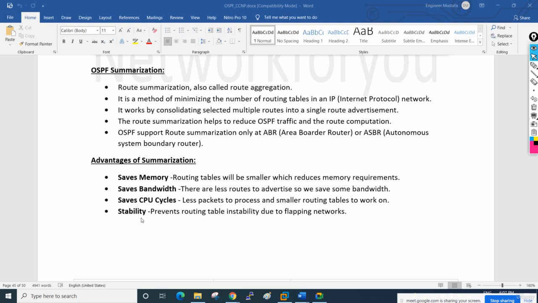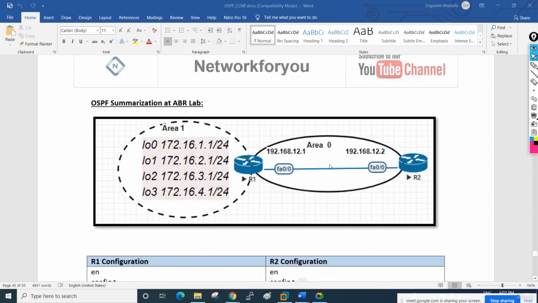Stability: if we have a lot of routes, some routes going down and up will flap. If any interface or route goes down and comes up, it will flap. But if we summarize the route, even if some routes are flapping, it will not flap in the routing table. So we will have stability. We will see how we can do that.